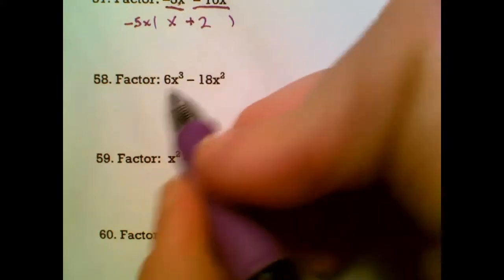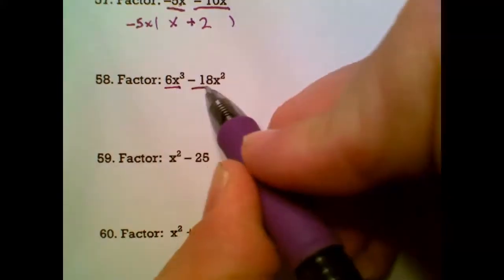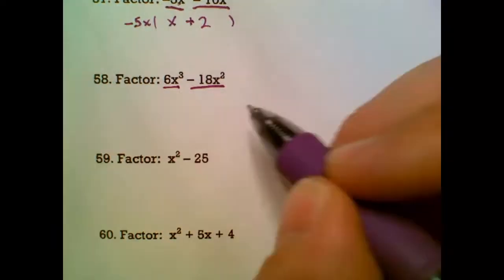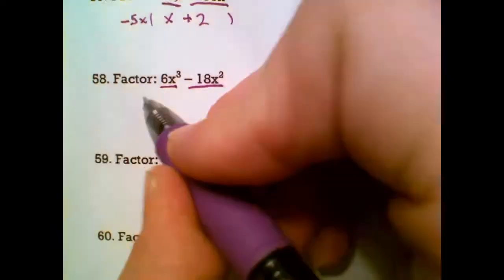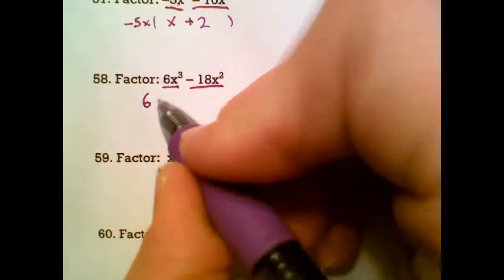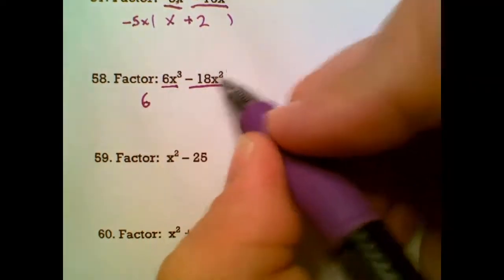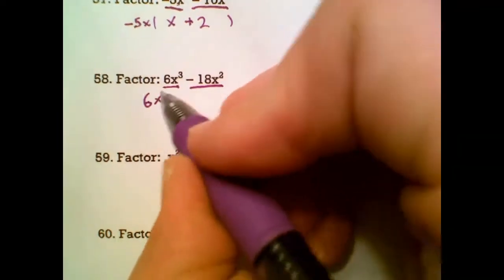Moving on to number 58. What's in common between these two things? Well, first let's look at our coefficients. We've got 6 and 18. Can we pull a 6 out of that 18 or something like that? Yeah, we can. So let's pull a 6 out. So 6 on the outside. Now what else can we pull out of here? Well, it looks like the biggest degree x is x squared, so we'll pull an x squared out.